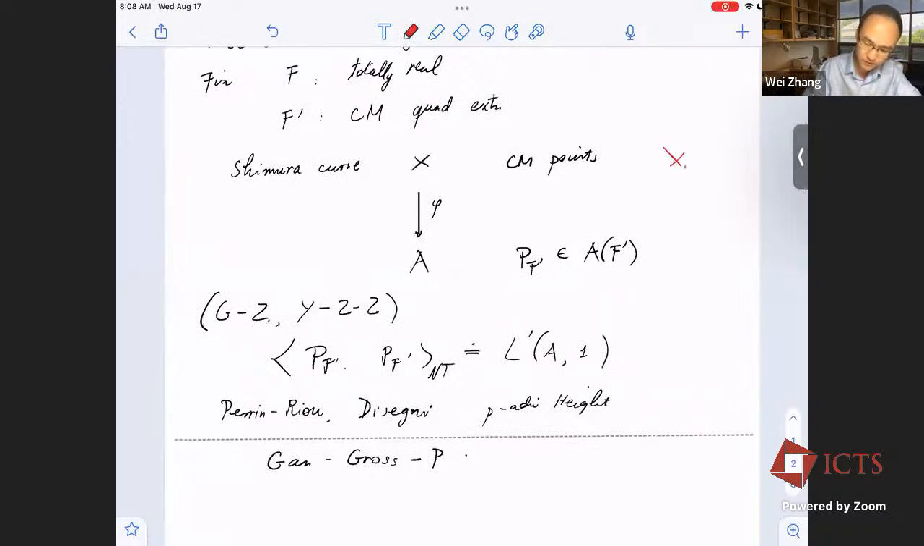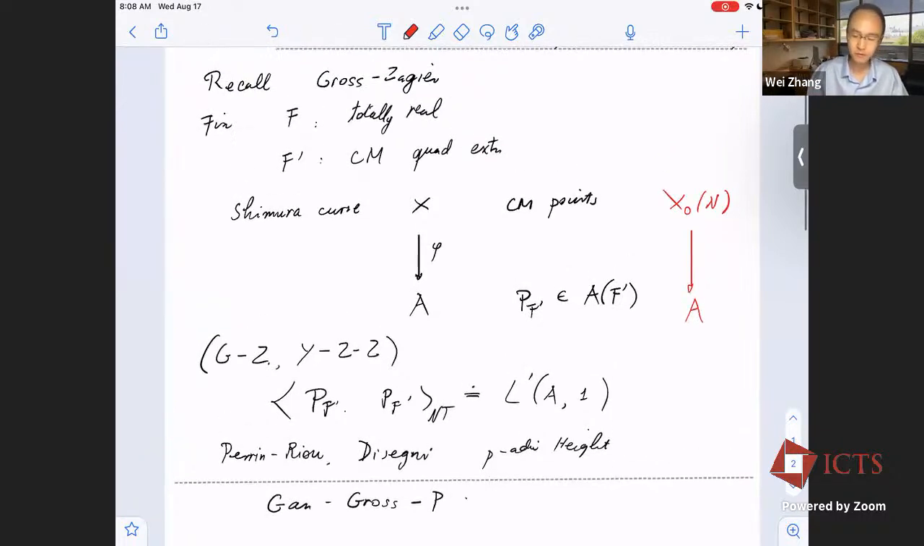So let me use a different color. Gross–Zagier consider X_0(N). Then you have an imaginary quadratic field. If you consider a newform, let's say a new modular form of level N, you consider the attached abelian variety by Eichler–Shimura, and then the complex multiplication gives you the Heegner points. So here you have the Heegner points.